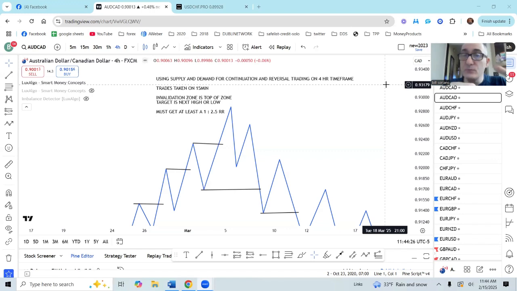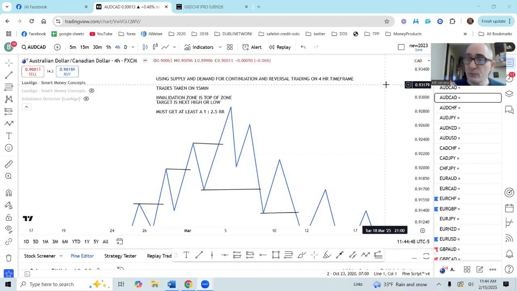So it can be a continuation trade. It can also be a reversal trade. I'll show you that here in a second. The trades will be taken on the 15-minute time frame. So once price hits that 4 hour supply or demand zone, we're not going to just trade. We're not going to just set our limit orders there, although there could be some instances where we do.